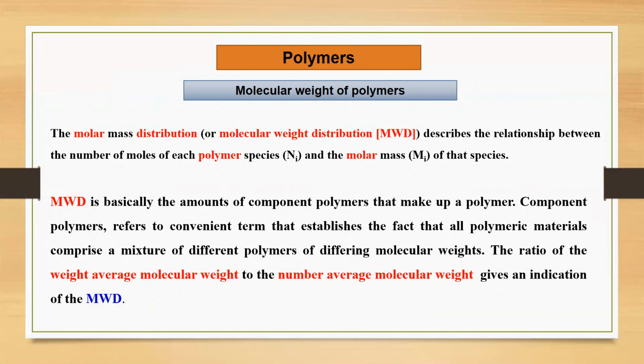The ratio of weight average molecular weight to the number average molecular weight gives an indication of MWD. I will discuss in the upcoming slides what we mean by weight average molecular weight and what we mean by number average molecular weight.